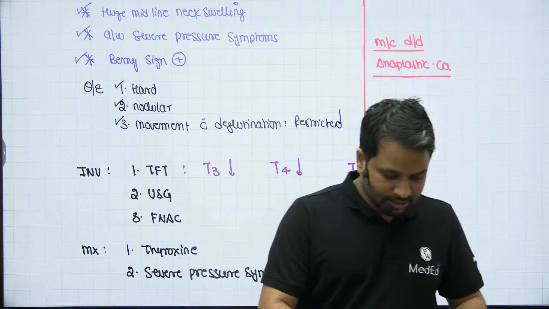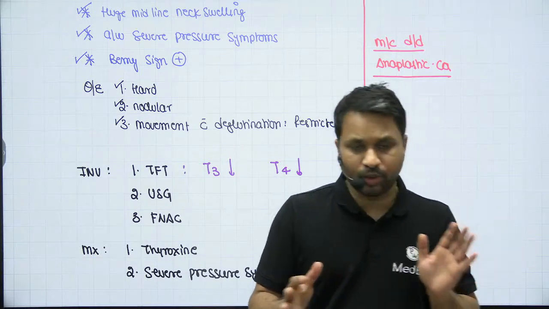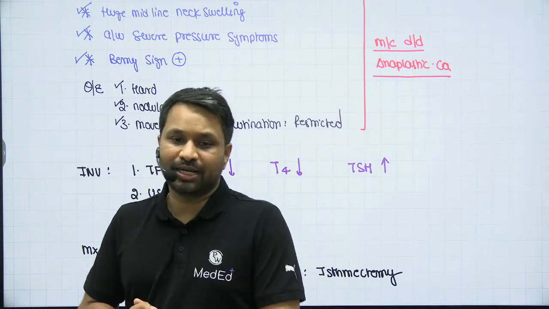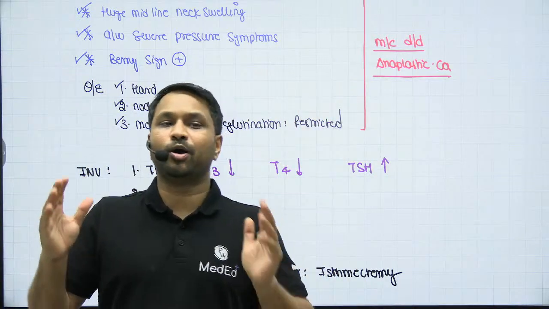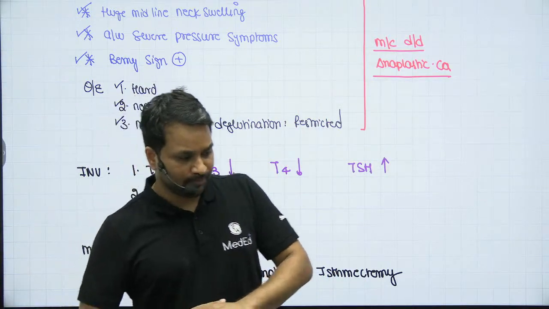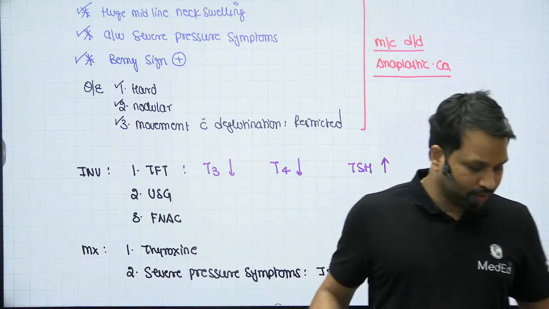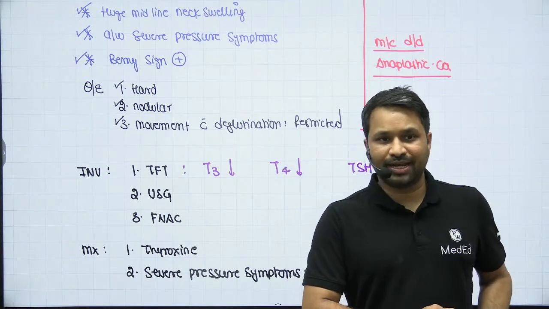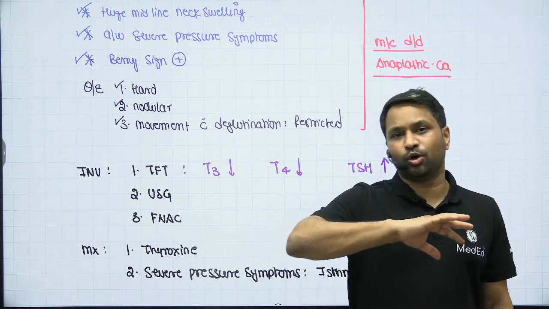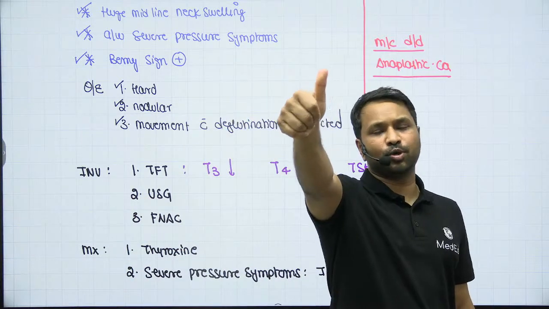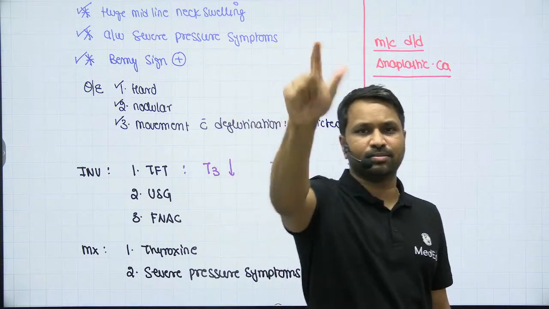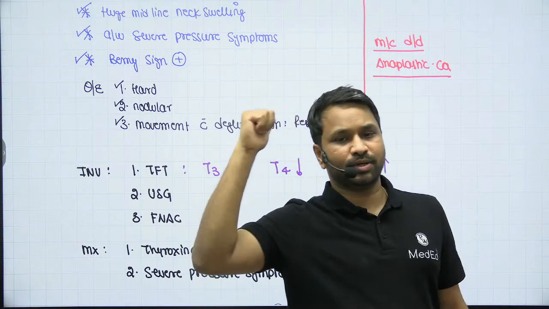So this is how you are going to tackle your Riedel's thyroiditis, and in a nutshell, this is what we should know about inflammatory thyroid swellings. I hope you understood the entire lecture. I hope you have gone through all the topics that we have discussed today. We have discussed 3 important topics: number 1, Hashimoto thyroiditis, number 2, De Quervain's, and number 3, Riedel's thyroiditis.